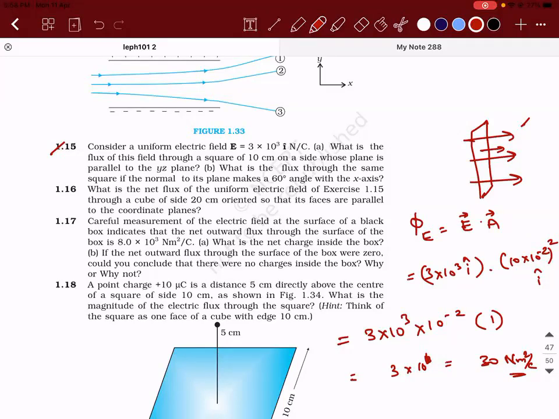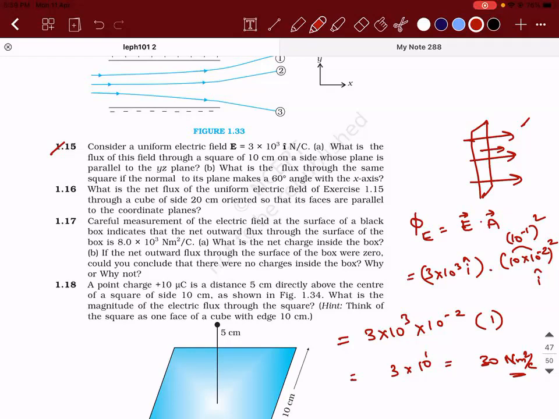What about the second part? If there is anyone who's not clear, please get it clarified. Sir, I have written 10 to the power minus 2 the whole square. Yeah, so this is 10 power minus 1 the whole square. Okay, sir. Understood? Yes, sir. So 3 into 10 power 1, that is going to be 30 Newton meter square per coulomb. Now do the second part.